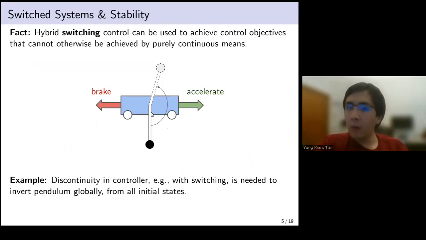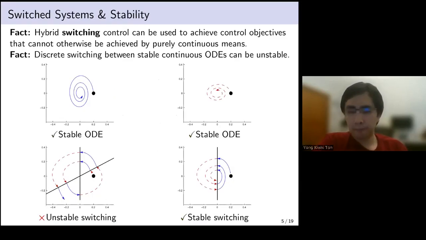And here's an example of a cart where the controller can just output values for either accelerating or braking the cart. And the objective is to swing up the pendulum into its inverted position. And it turns out that there must be a discontinuity in this controller in order to invert the pendulum from all possible initial states. And such a discontinuity can, for example, be introduced using the simple idea of switching between two different controllers.